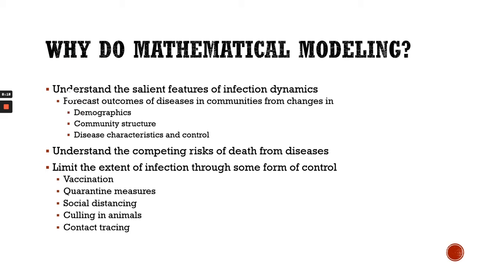So we aim to understand the salient features of infection dynamics, and that is we do forecast. It comes to the outcome of the disease in communities from the changes in demographics, community structure, and disease characteristics and control. Because the result of this mathematical modeling in epidemiology is important, it can make an impact on what the government should do when it comes to its policy.